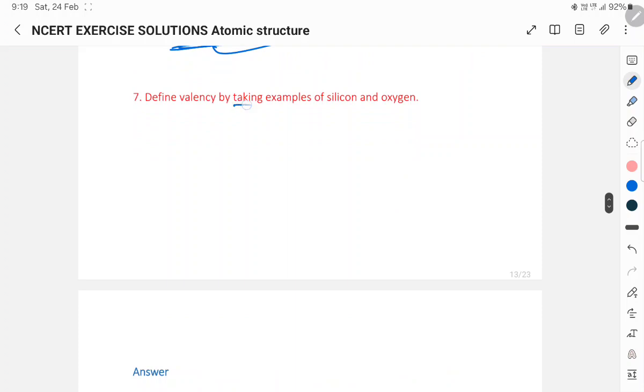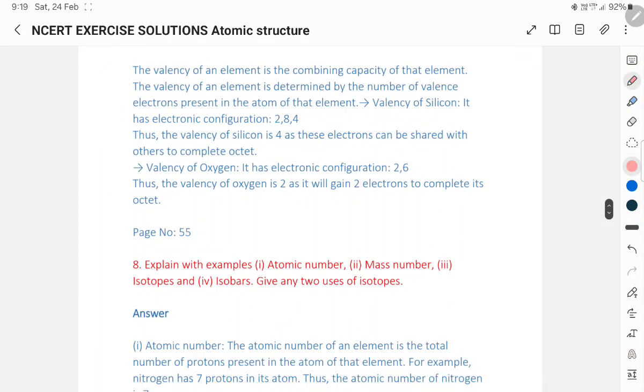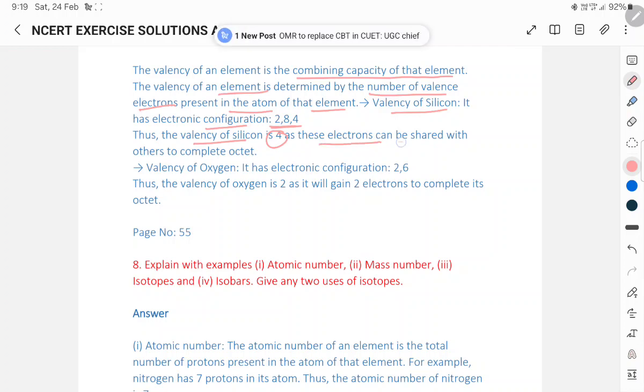Define valency by taking the example of silicon and oxygen, right? So the answer is, the valency of an element is the combining capacity of that element. Valency of an element is determined by the number of valence electrons present in the atom of that element. Silicon has electronic configuration 2, 8, 4, right? The valency of silicon is 4, as these electrons can be shared with others to complete the octet.